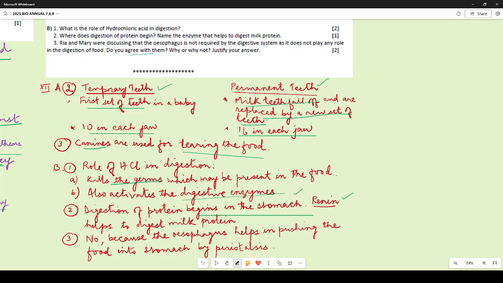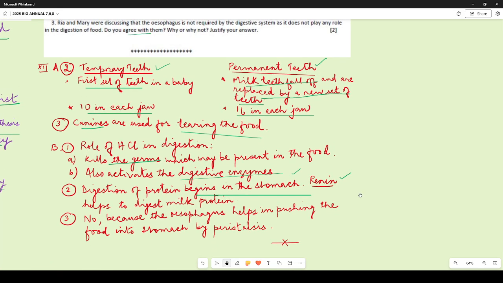So no, we do not agree with them, because the esophagus, even though it does not participate in the digestion of the food, has a very important role. It helps in pushing the food into the stomach. The process of peristalsis happens in the esophagus, so how will food reach the stomach? From the mouth to the stomach, the esophagus is important.